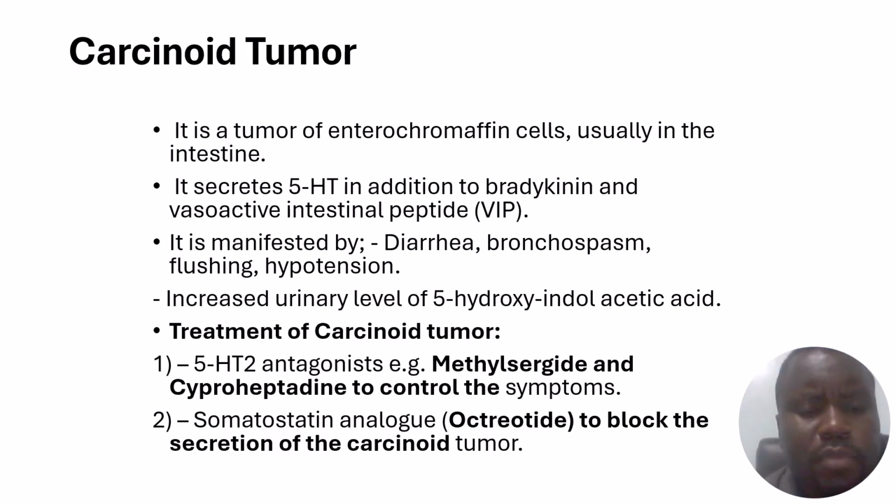Carcinoid tumors are tumors related to excessive serotonin release, as a result of tumors of enterochromaffin cells, mostly in the intestine. So there is excess serotonin, and this can be confirmed by high levels of 5-hydroxyindoleacetic acid, which is released as a metabolite from serotonin metabolism. So the effects will be diarrhea, bronchospasms, flushing, and hypotension. Treatment is that we have to give antagonists, also anti-secretory products like autacoids.